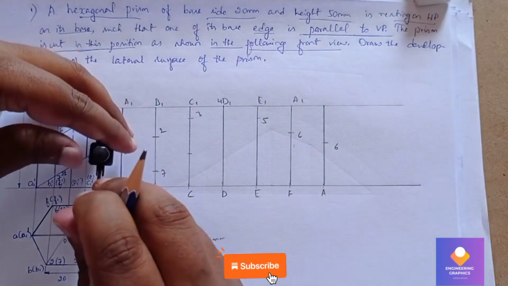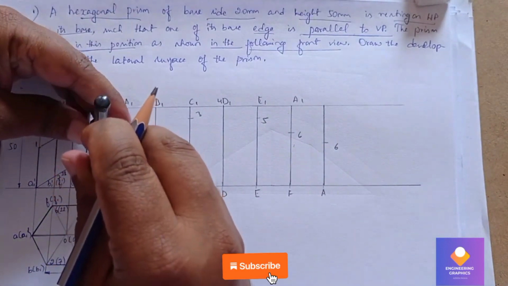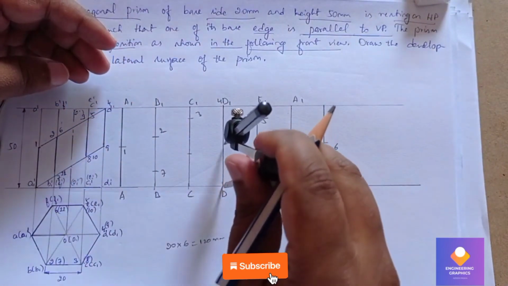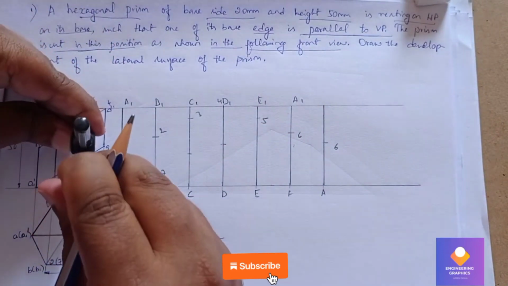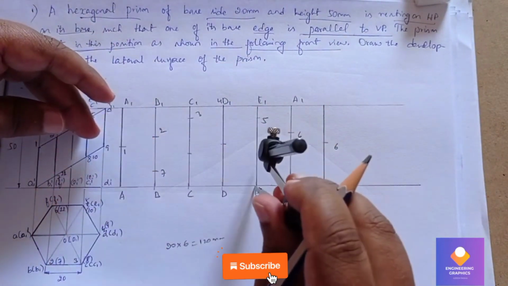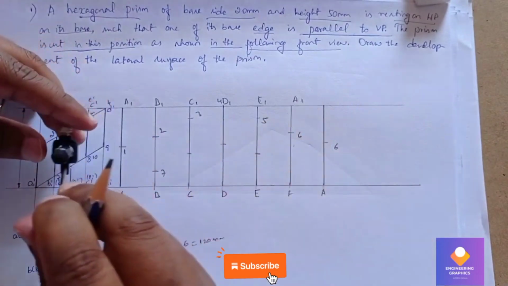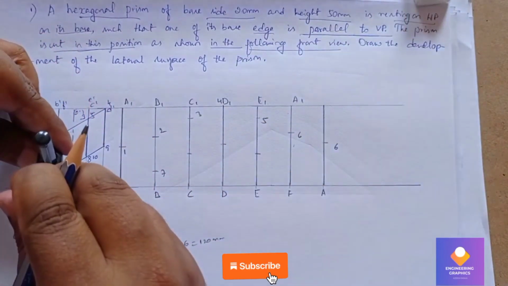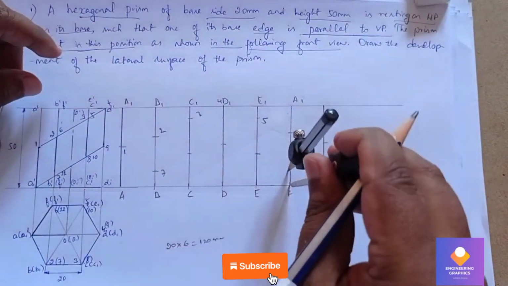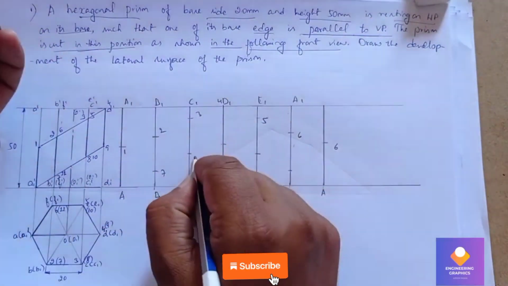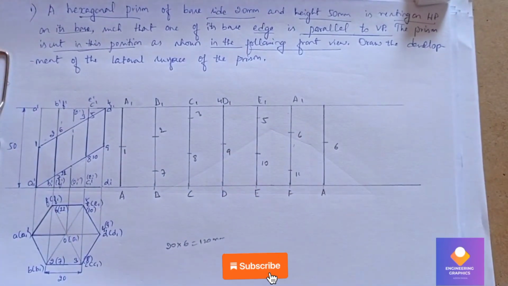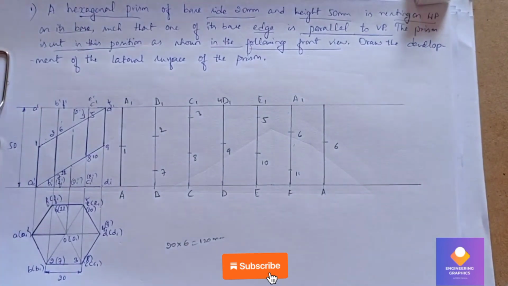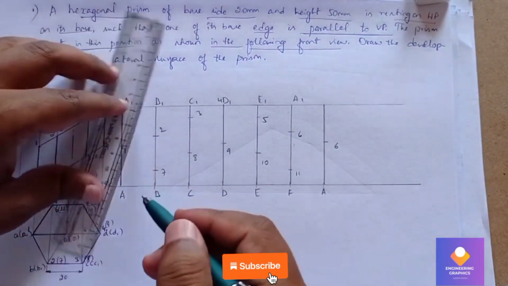Then 9 we need to cut on the vertical edge D, and then 10, and then again 11. So that is 8, 9, 10, 11. So now we have to join all these points with the straight line with the help of the scale here.